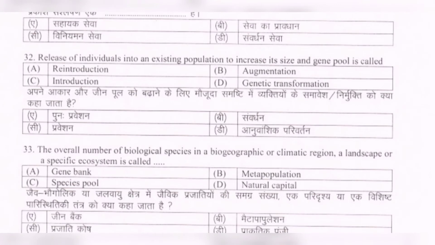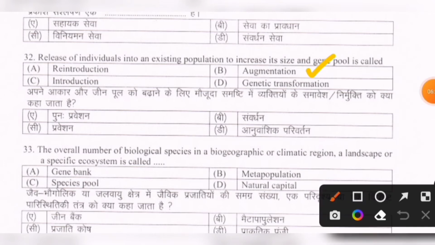Release of individuals into an existing population to increase its size and gene pool is called. Options are reintroduction, augmentation, introduction, genetic transformation. The correct option is B, that is augmentation is the correct option. Let's see the next question.